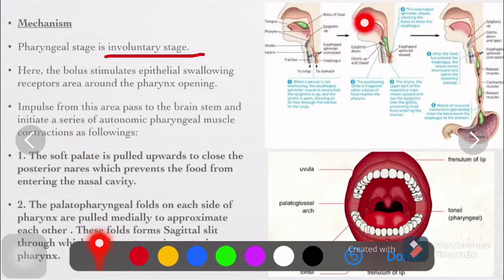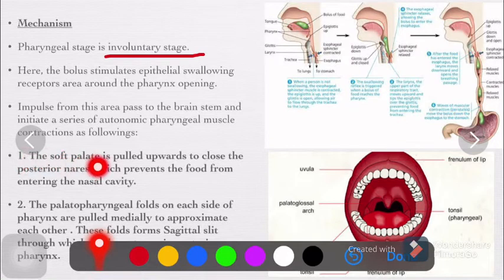So once the food reaches these receptors, they take the stimulus and send it to the brainstem area, and a sudden impulse will be created which will initiate a series of autonomic pharyngeal muscle contractions. Now there will be muscle contractions which are initiated from the brainstem area. So these contractions are in the following order.